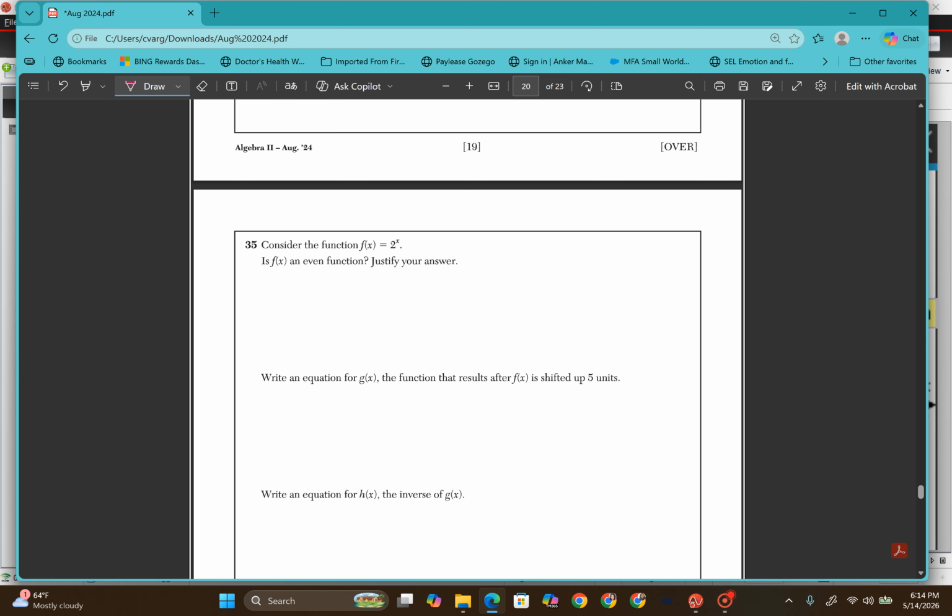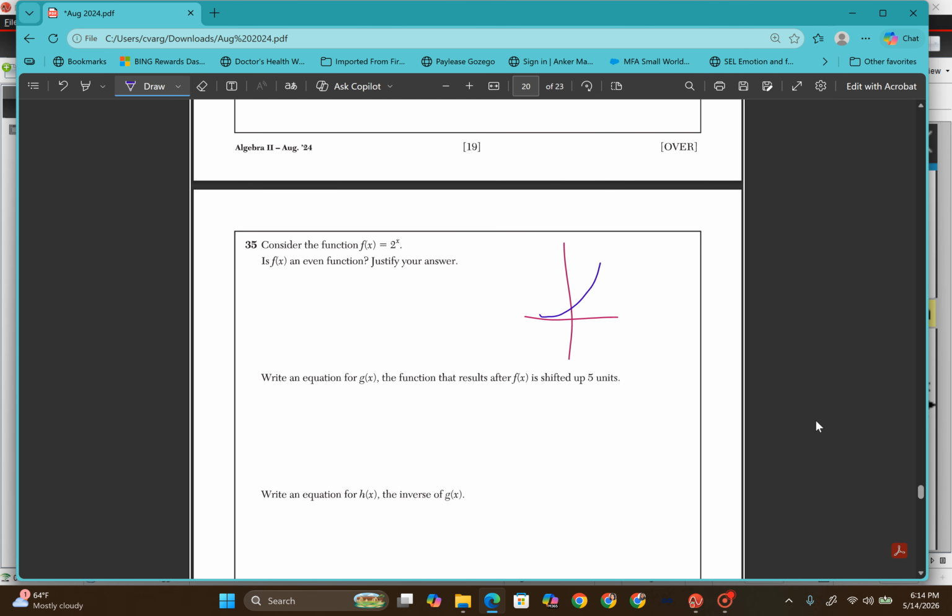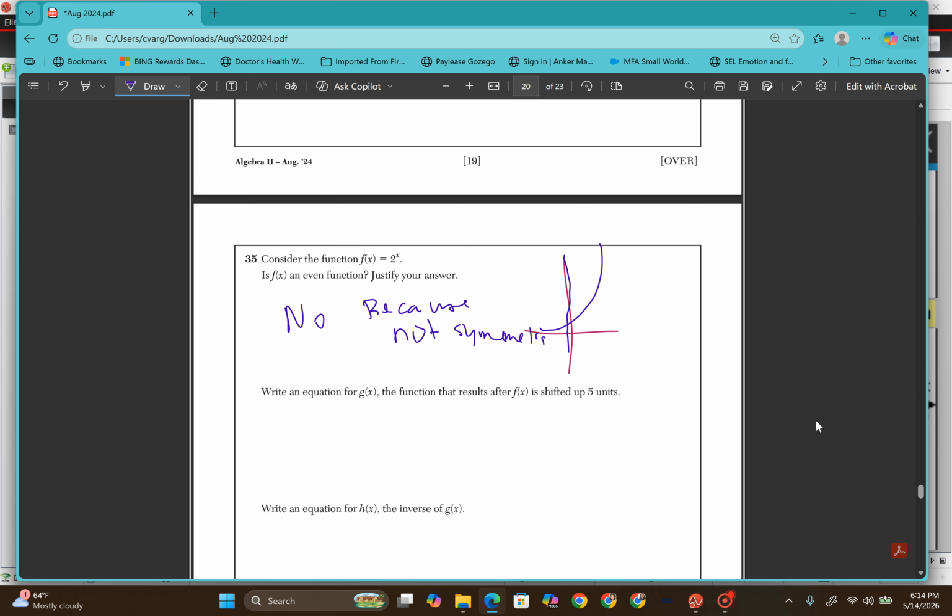So the graph of y equals 2 to the x looks something like this. That is not symmetrical because if I fold it on the y-axis, it is not the same on the left side and the right side. So the answer to this is no. And you could say because it's not symmetrical to the y-axis.